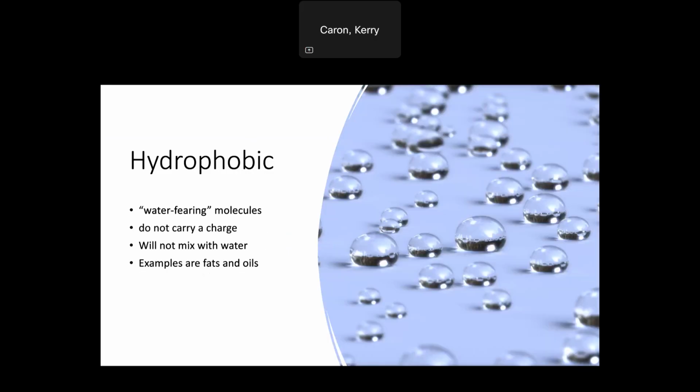Hydrophobic means like the top of a car, wax, means it's scared of water, water fearing. It does not carry a charge and it does not mix with water. So an example of that would be like salad dressing with fats and oils separating.